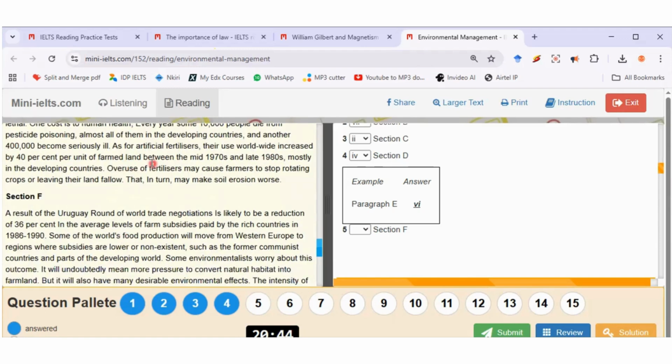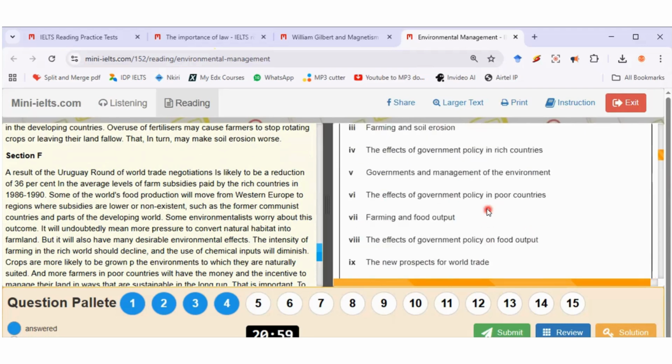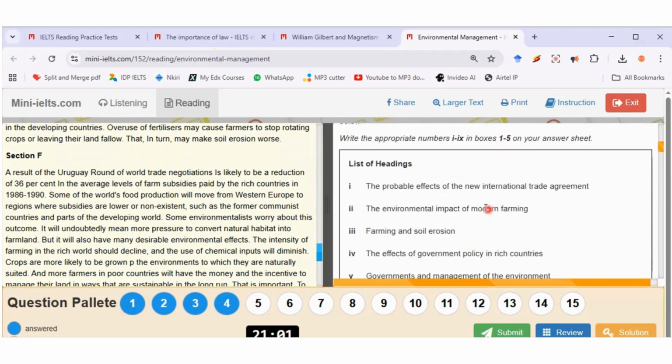Okay, there's nothing about Uruguay in paragraph F. So this one is about reduction in farm subsidies and then world food production moving to other countries away from Western Europe. What does that sound like? That's sounding like this one here, the probable effect of new international trade agreement. Look at it, trade negotiation, trade agreement. So this whole paragraph is about the result of this trade. So it's sounding like number 1.